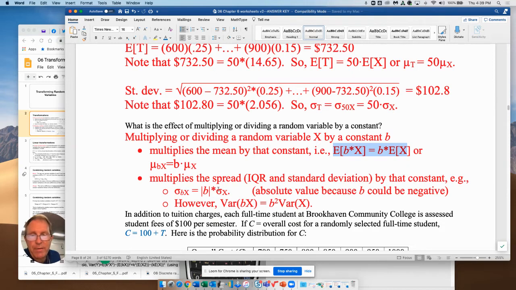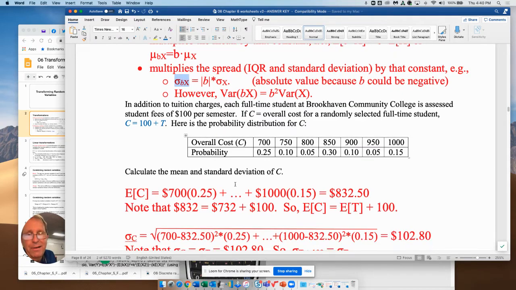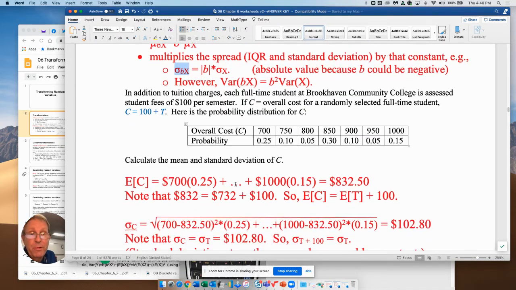Similarly, if I know the standard deviation for x, my standard deviation for my transformed variable is just the absolute value of my constant times the standard deviation of x. That's how you handle multiplying or dividing by a constant. Now let's talk about what happens if we add a constant. Well, we should expect this is even easier.